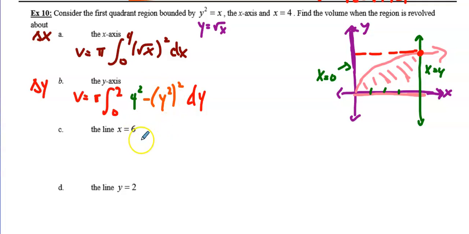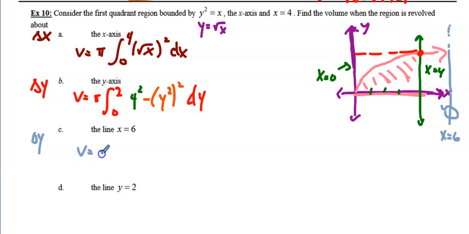Okay, so let's go ahead and look at what happens when we go around the line x equals 6. So x equals 6 is actually going to be over here, right? X is equal to 6. So we're going to revolve around the line x equals 6. And since this is, again, a vertical line, we're going to make everything in terms of y.